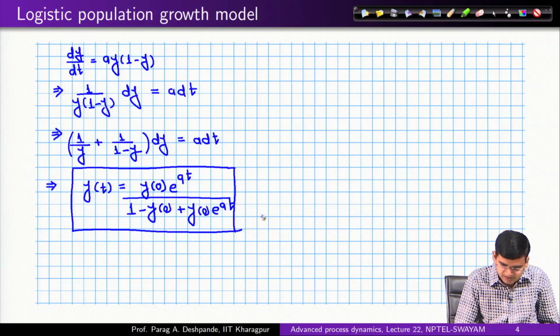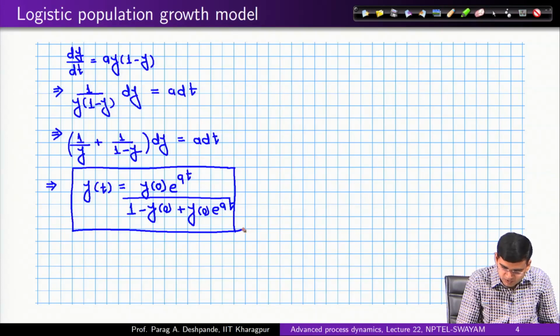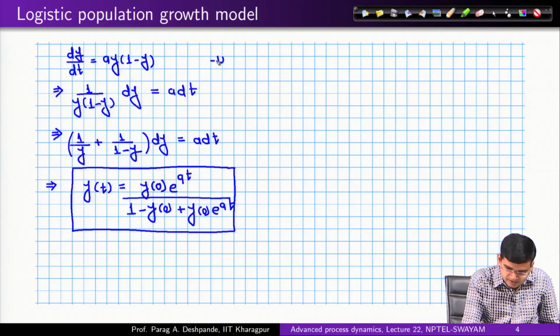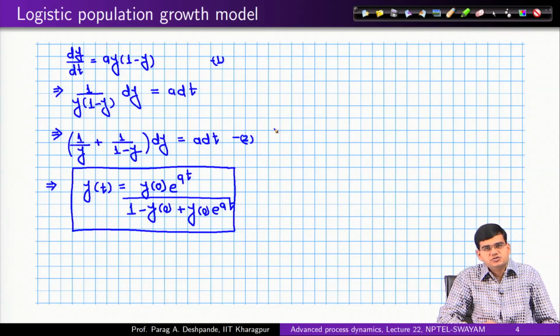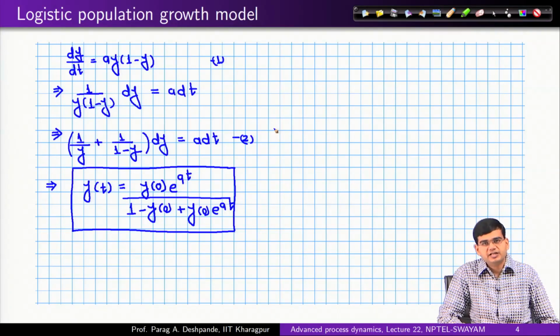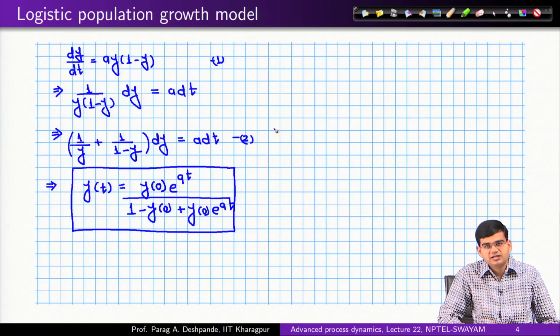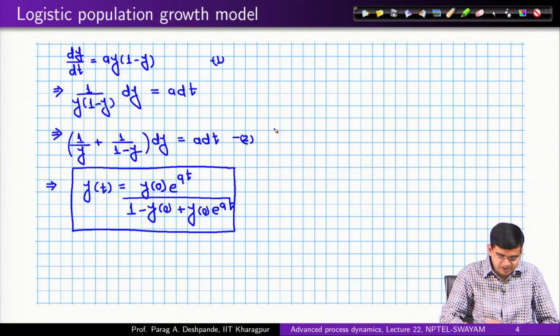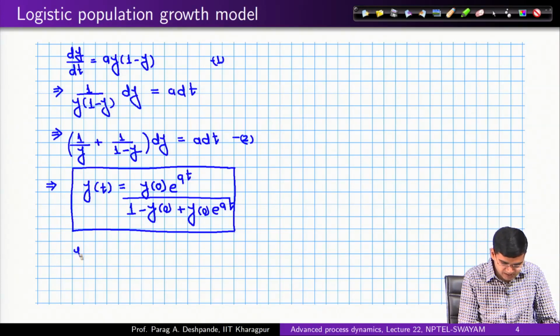I repeat that what you will do is you will integrate equation number 2 on both the sides. You will introduce the integration constant and determine the value of integration constant using initial condition. So, initial condition here is y 0. Let me write here explicitly, y 0 is the initial condition.